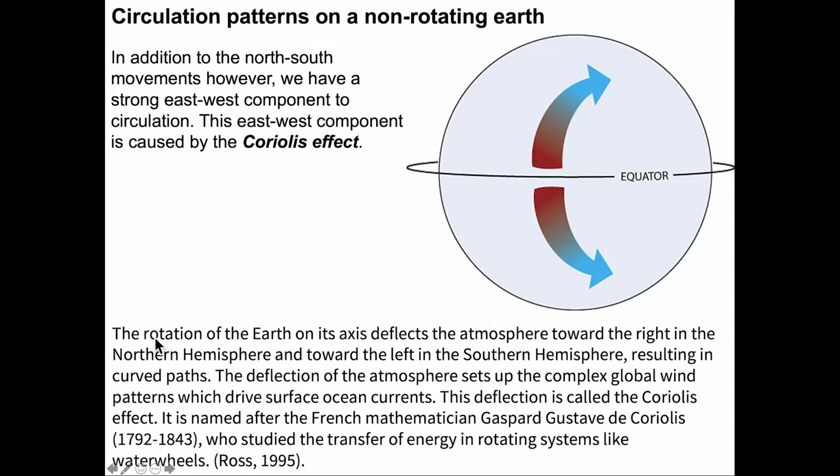The rotation of the Earth on its axis is going to deflect the atmosphere towards the right in the north, towards the left in the south, resulting in these curved paths. The deflection of the atmosphere sets up a complex global wind pattern that drives the surface ocean currents. So it's not just the air that's moving as a result of the Coriolis effect. It's also the oceans that are moving from the Coriolis effect, and they're also driven by the influence of the Coriolis effect on the air, which makes it a little bit more complicated, as we'll see when we get to ocean circulation in a bit.